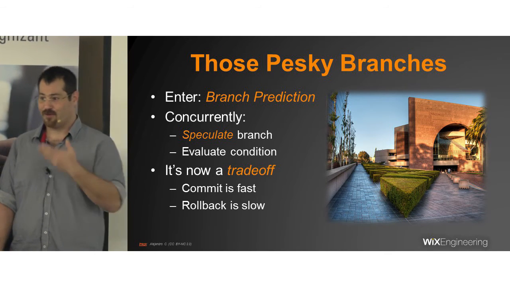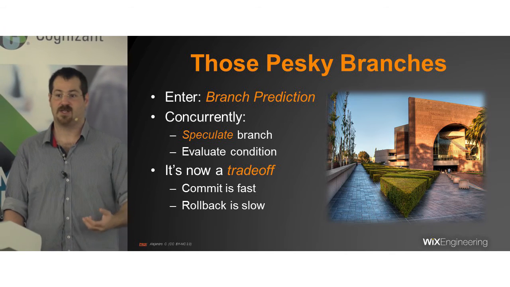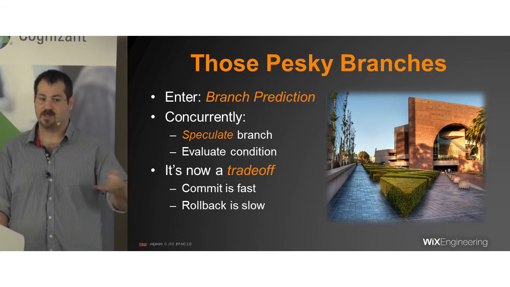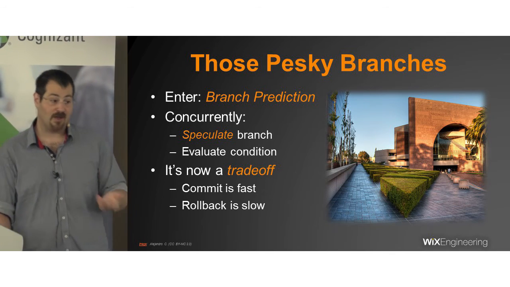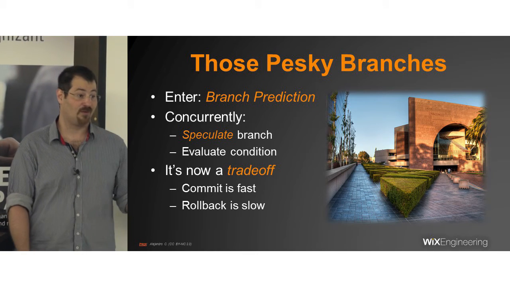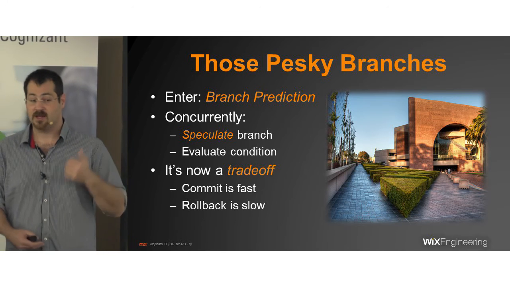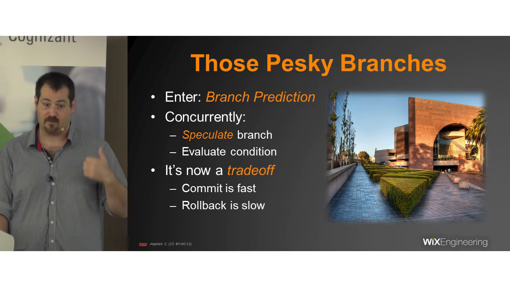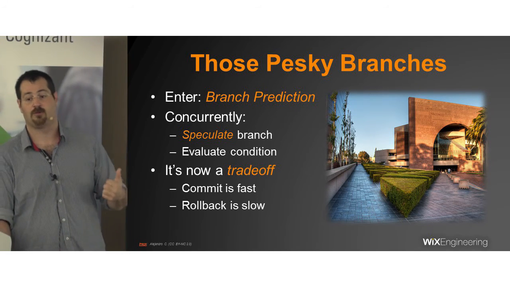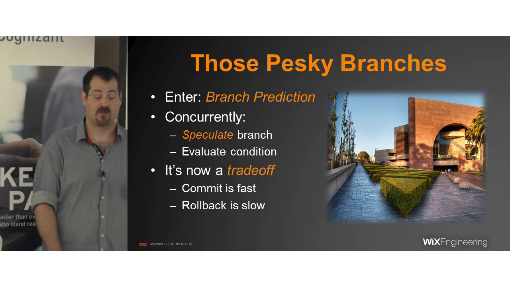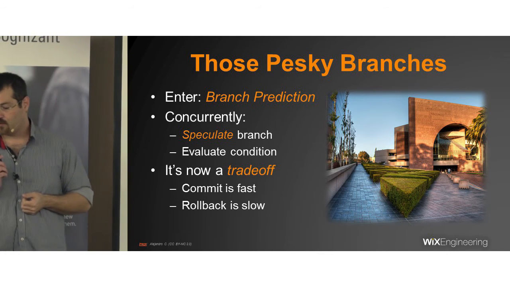Now, if your success rate is high, then it means that you don't have to wait as much. So things run very, very fast. On the other hand, if you speculated wrong and you've picked the wrong branch, then you need to actually roll back the work that you've done. And the CPU does all of this for every single branch in hardware when your program runs on top of it.